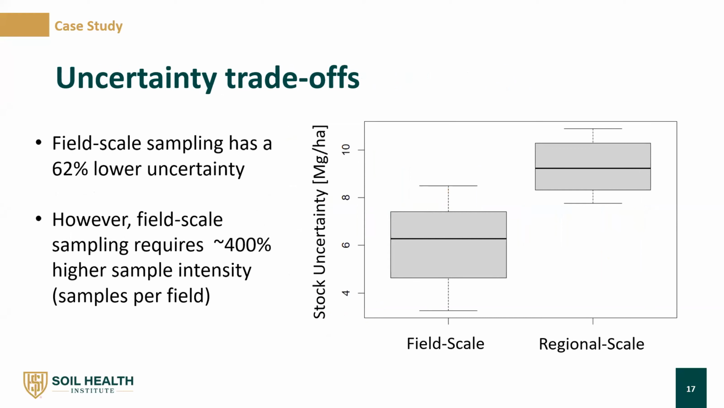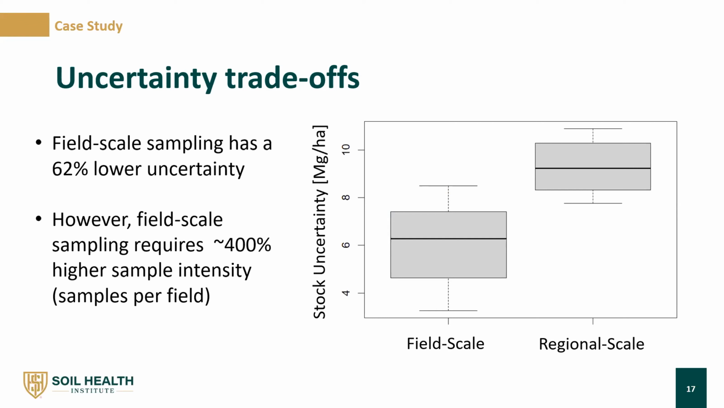And this comes with a trade-off. So what we're looking at on this slide here is box plots of the stock uncertainty for each of our sampling approaches. On the left is the field scale sampling results, and on the right is the regional scale sampling results. So here, the higher the number, the less accurate our estimate of those stocks are. So you can see field scale stocks have a lower level of uncertainty versus the regional scale stocks. That's on average about 62% lower for a field scale estimate.